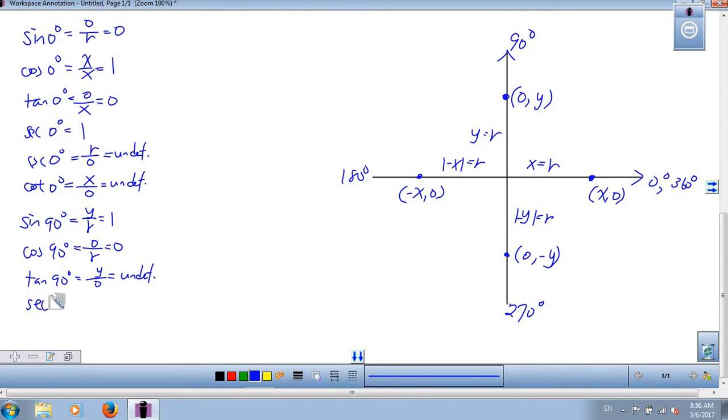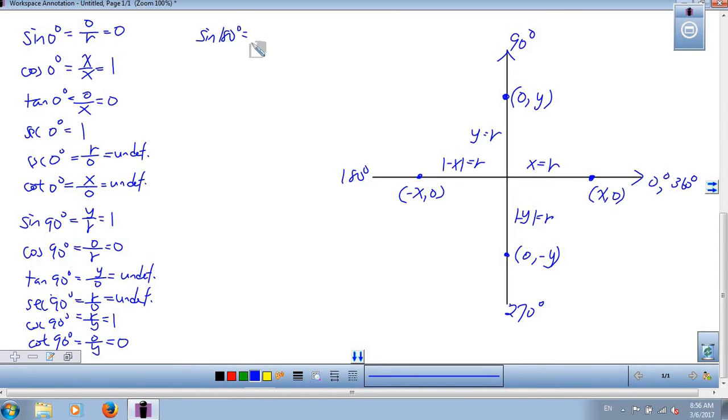Alright, and secant of 90 degrees is the reciprocal of cosine, which is r over 0, which is undefined because division by 0 doesn't exist. Cosecant of 90 degrees is r over y, which is 1 because they're the same value. Okay, I'm sorry, I'm running out of room here, so please bear with me. Cotangent of 90 degrees is going to be equal to 0 over y, so it came out to be 0. Okay, alright, what about 180 degrees?